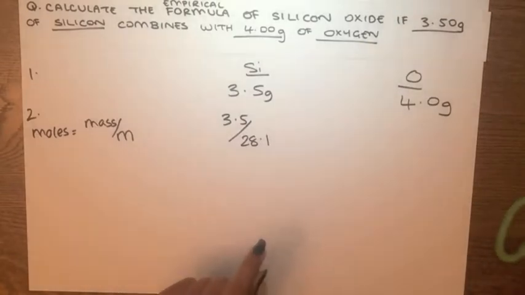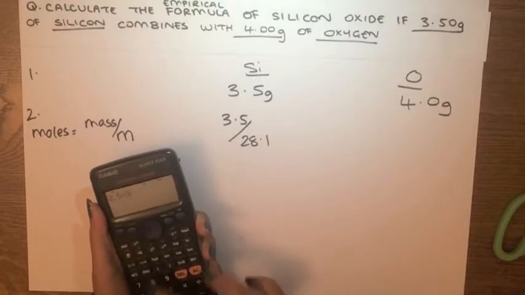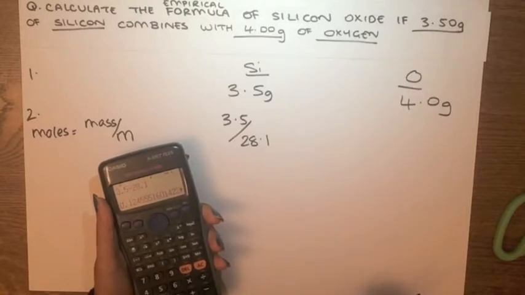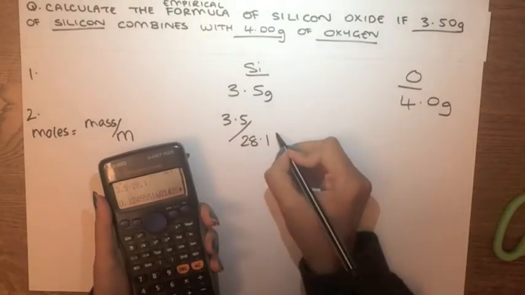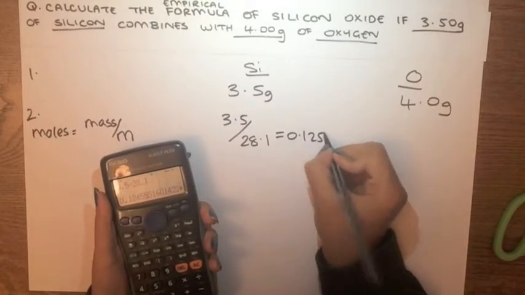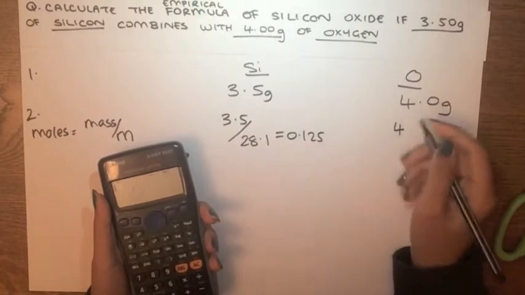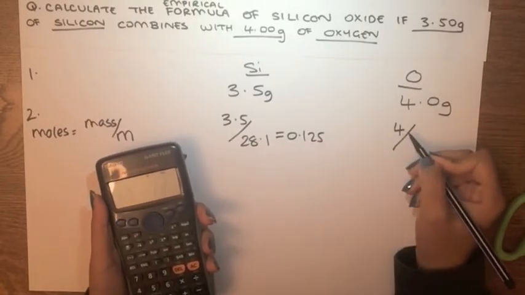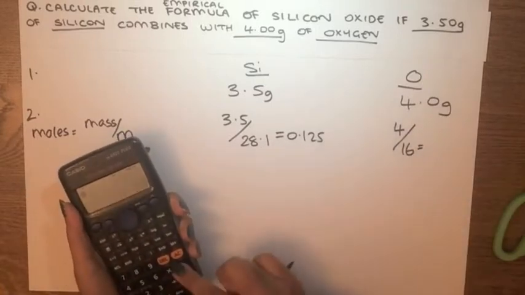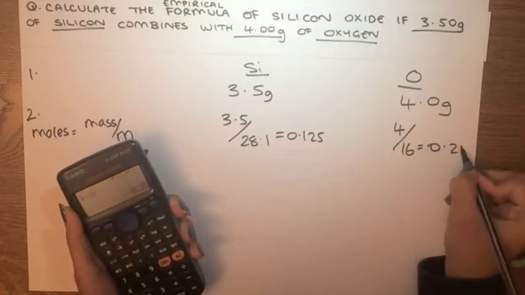Okay, so if I divide 3.5 by 28.1, I get 0.1245555, which I can simplify to 0.125. Now if I divide the mass of oxygen, which was 4, by the molar mass, which I know is 16 from looking at my periodic table, I get 0.25.